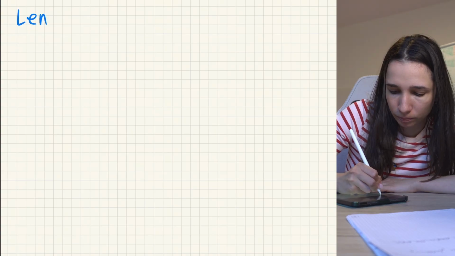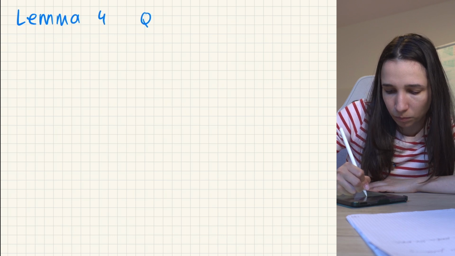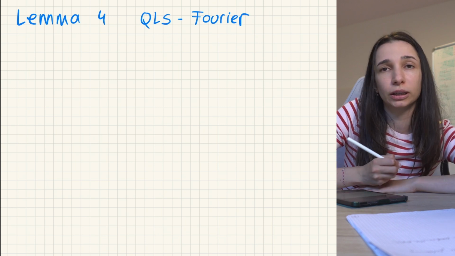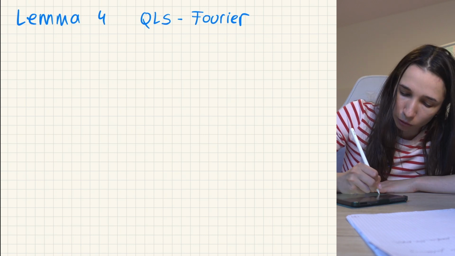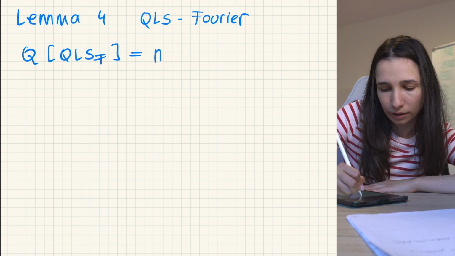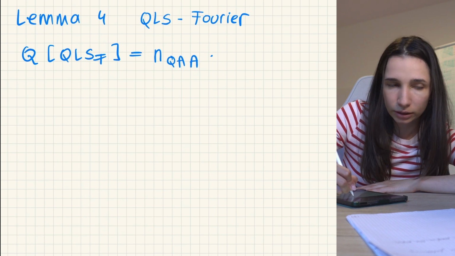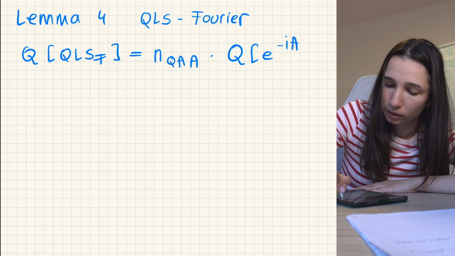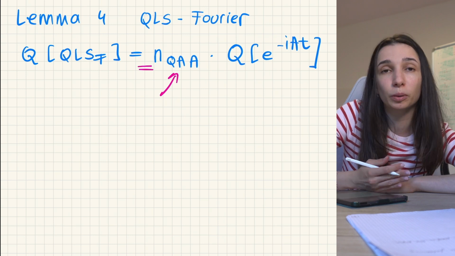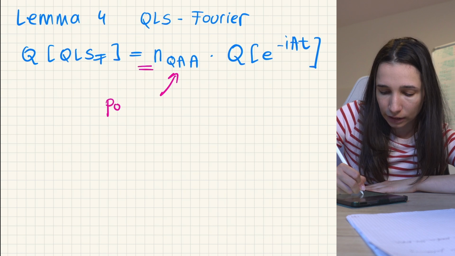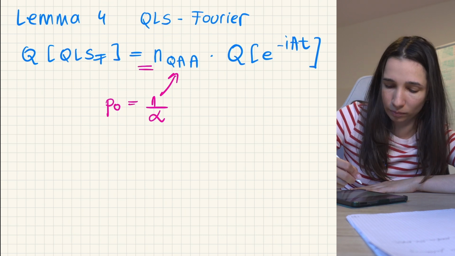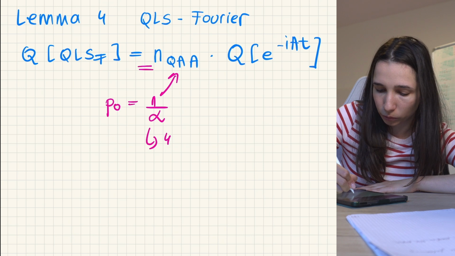So we have lemma 4, which gives us the cost of the quantum linear solver based on Fourier polynomials. And the query cost is similar. We have the cost of quantum amplitude amplification times the query cost of the Hamiltonian simulation method. See, it's already a factor 2 better, but also we have a different success probability for the quantum amplitude amplification method. In this case, it's 1 over alpha, and alpha has quite a complicated form. So I'm going to give you the equation just for reference.